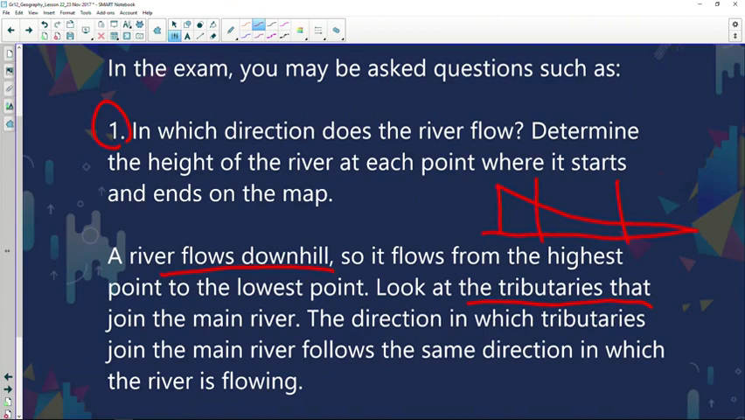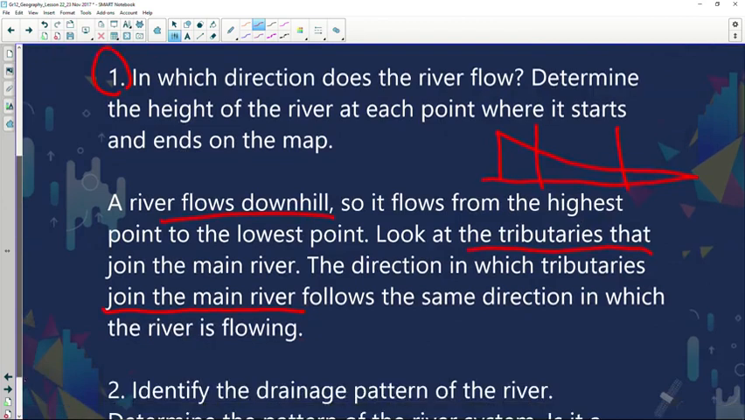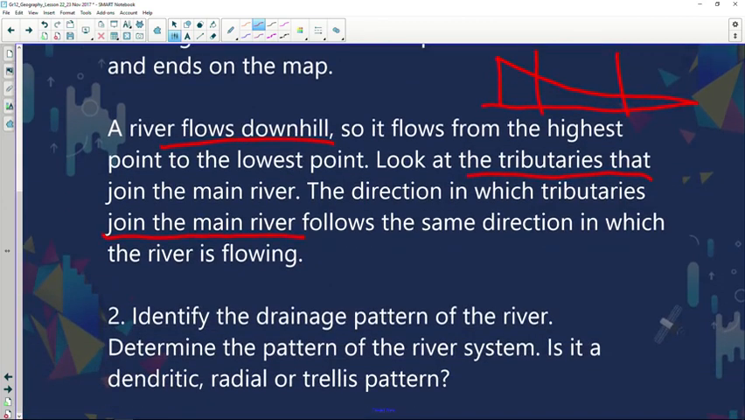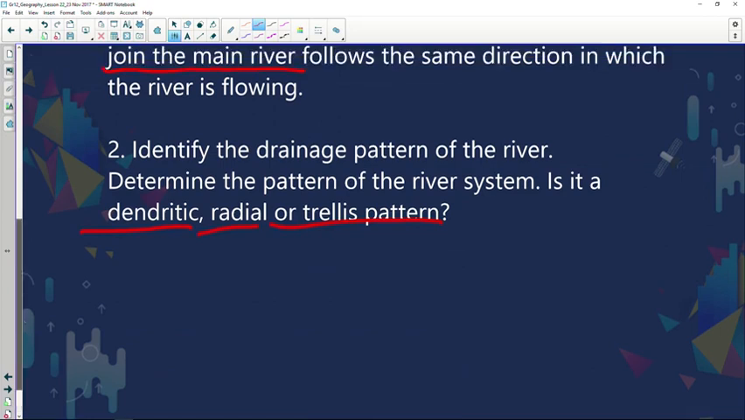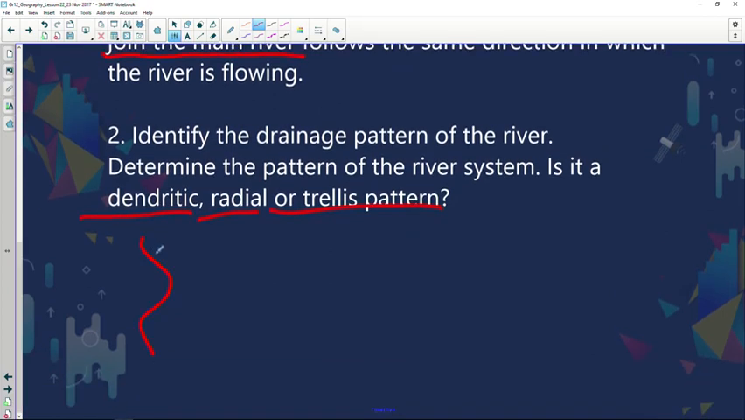Another tip that we can have a look at is the tributaries that join the main river. It's the direction in which the tributaries join the main river, and it will eventually flow with the main river. Now very importantly, identify the drainage pattern of the river. Determine whether the pattern of the river system is dendritic, radial, or trellis. We've looked at this during your theory section. Dendritic resembles the branches of a tree.